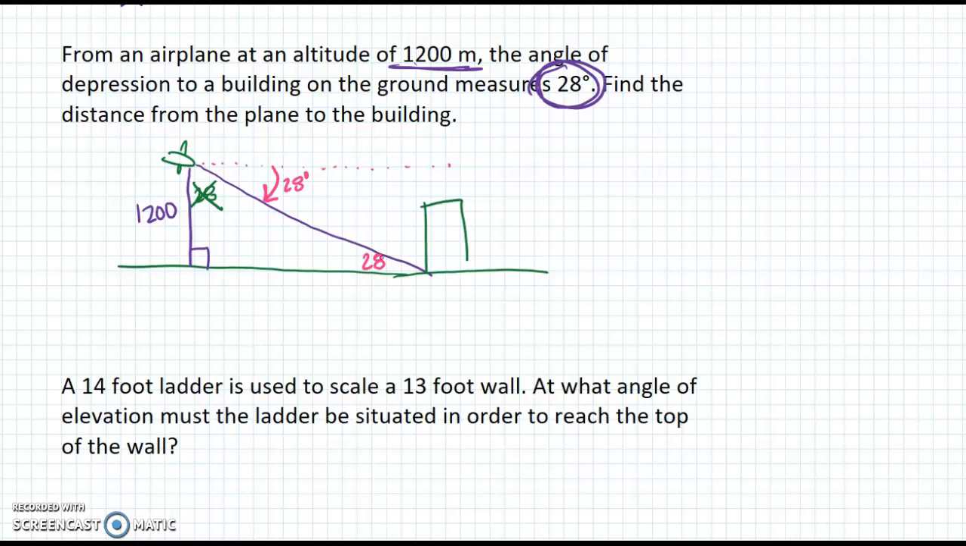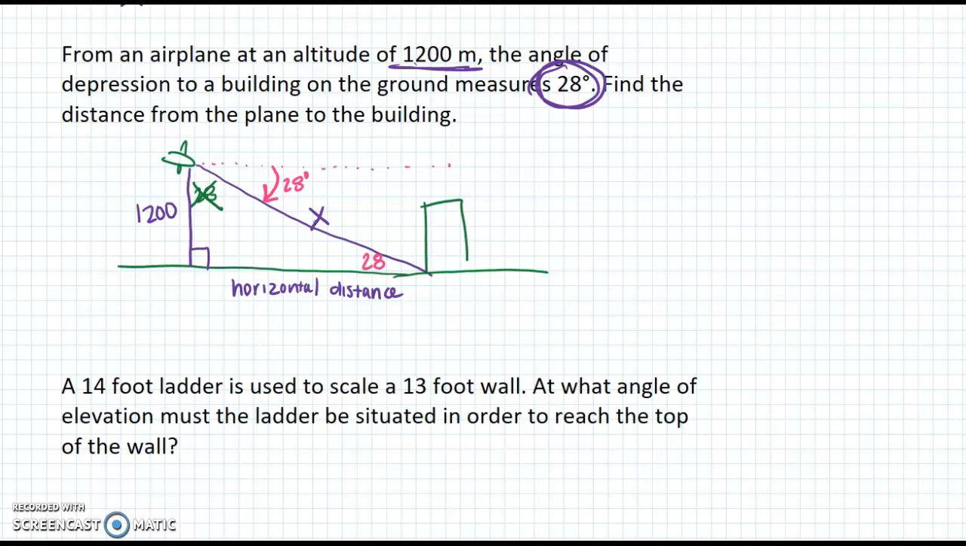Now, find the distance from the plane to the building. Technically, there are two different distances from the plane to the building. We have the horizontal distance, that's as if you were measuring on the ground, and then you have this measurement that represents the hypotenuse. This is kind of what we're actually finding, how far away they actually are if you were to try to go from the plane to the building. So sometimes it'll ask for horizontal distance, other times it just asks for distance. A lot of times the context of the problem will tell you which thing you need to find.